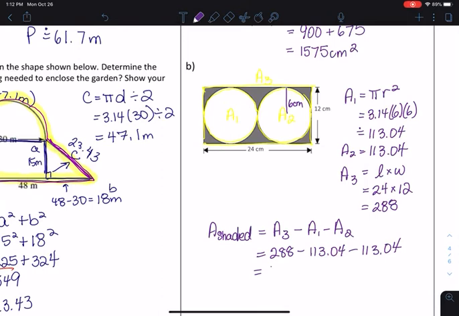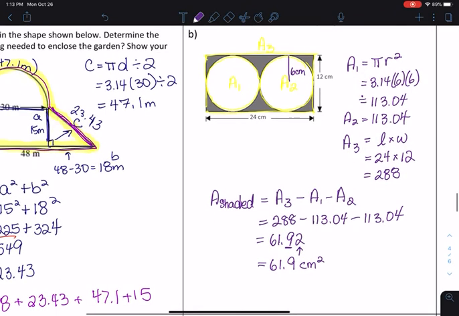And I get 61.92. Now I want to round to the 9. The 2 is less than 5, so it stays the same. So it's 61.9 units squared, centimeters squared. So that's the area of that shaded region there. Subtraction, because we're taking out those 2 circles from the big rectangle.